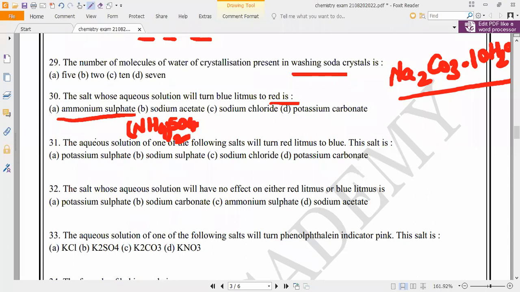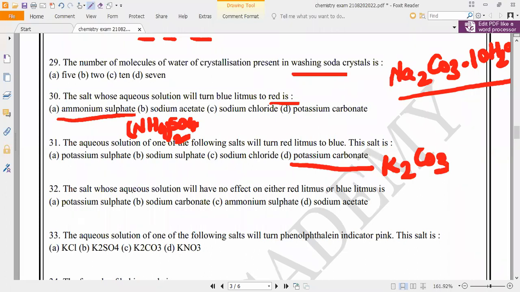Next. The aqueous solution of which one of the following salts will turn red litmus to blue? Potassium carbonate. What is the formula? K2CO3. Yes, sir.